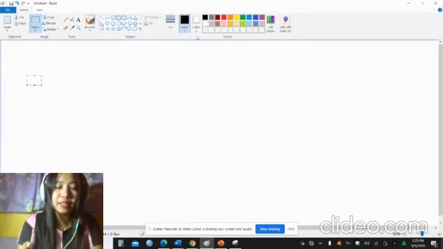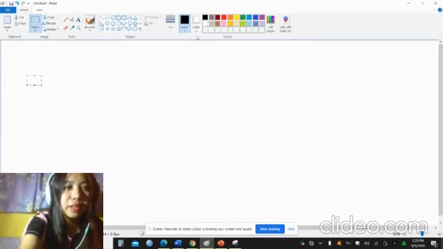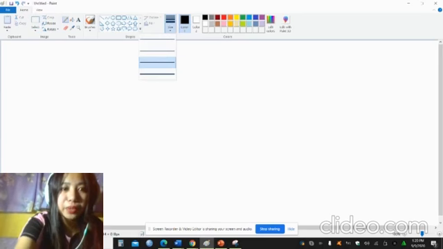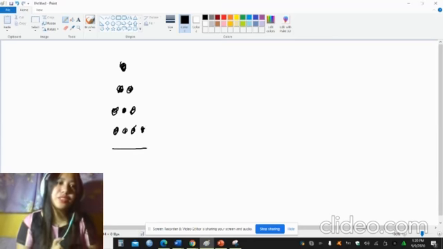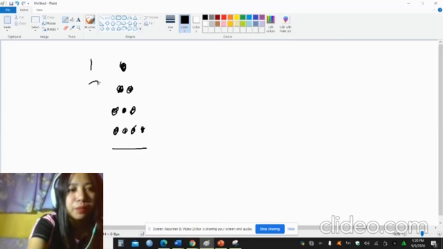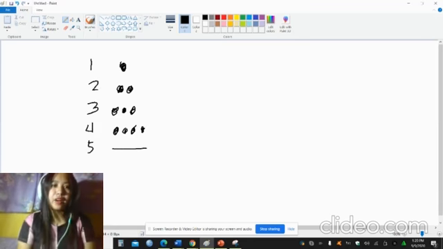So they use dot and bar. If we are going to show that, this is their number 1, number 2, number 3, number 4, and when they reach number 5, they use a bar. So this is 1, 2, 3, 4, and number 5.